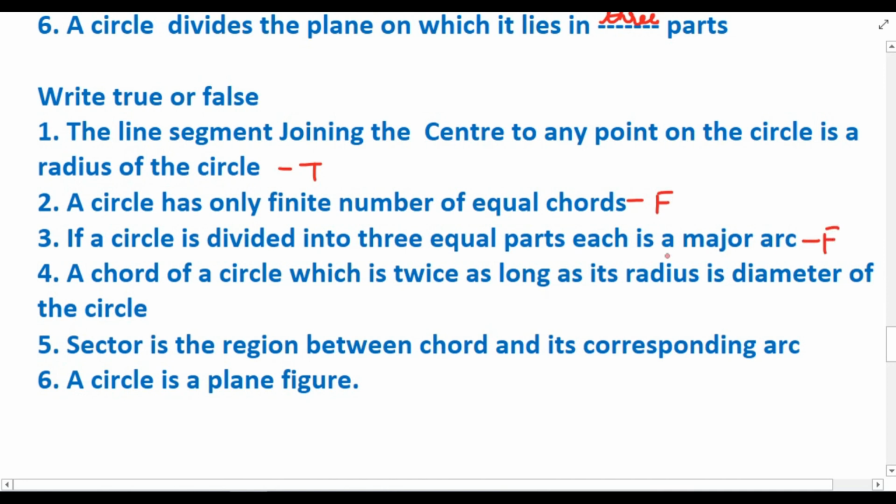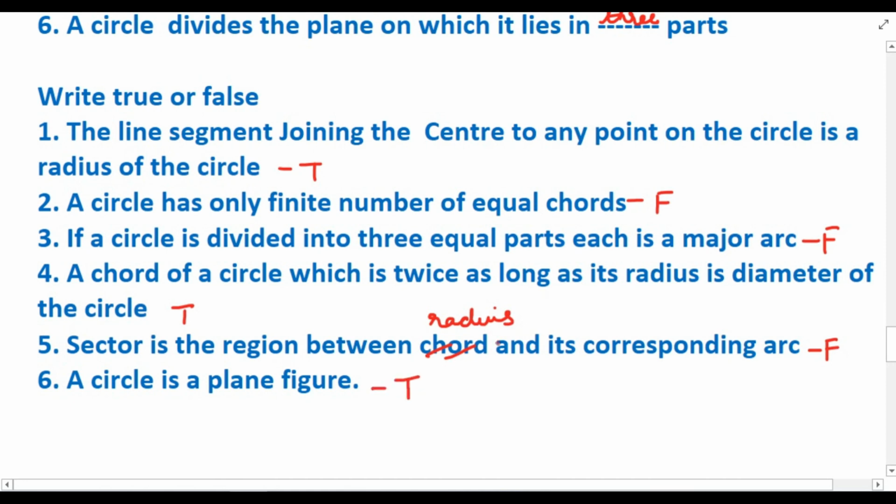If a circle is divided into three equal parts, each is a major arc. That is false because each will be a minor arc. You can divide the circle into three parts and see. A chord of a circle which is twice as long as its radius is the diameter of the circle. So that is true. Again, a sector is the region between a chord and the corresponding arc. That is false. It is the region between radius and the corresponding arc. Again, a circle is a plane figure. That is true because it is drawn on a surface.